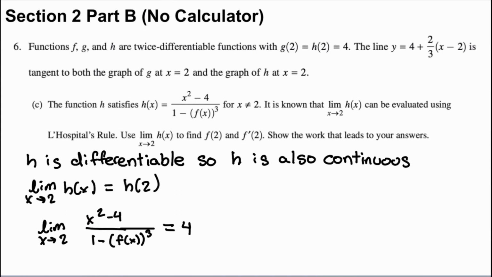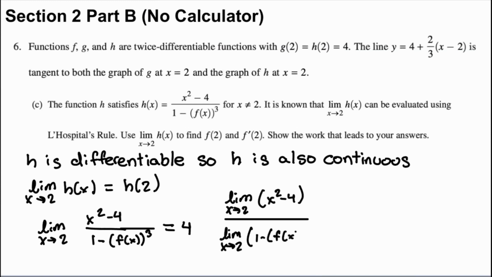I want to express this as the limit as x approaches 2 of x squared minus 4 over the limit as x approaches 2 of 1 minus f of x cubed. I feel like this will help us understand later parts of the question a little better. And that's really what this statement is saying. It's the limit of both the numerator and the denominator evaluated.